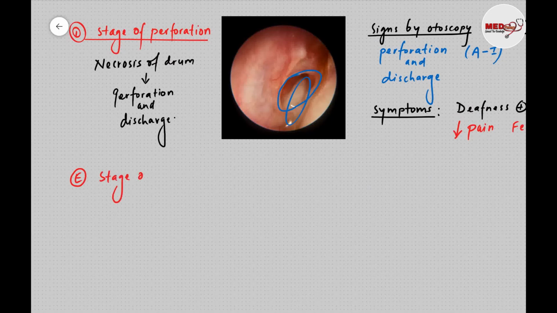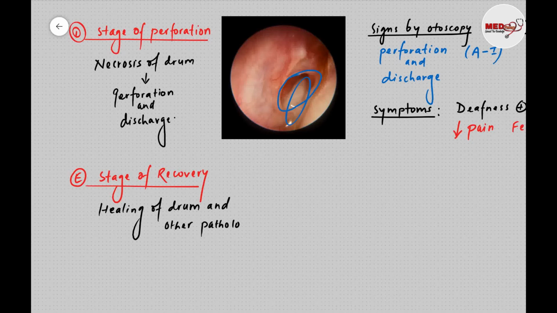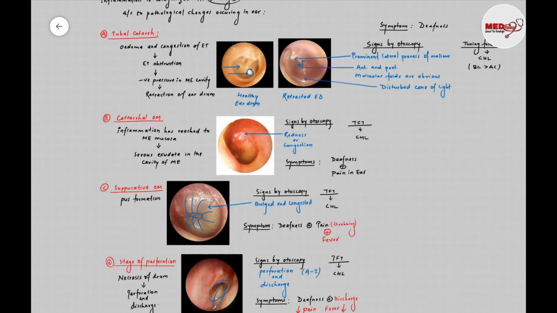And finally, the fifth stage is the stage of recovery. In this stage, there will be healing of the drum and the other pathological changes that occurred in the ear. So after studying all these stages and their clinical picture, we came to know that acute otitis media is an infection in the middle ear cleft, which is the middle ear and mastoid air cells, which results in decreased hearing, ear pain, and fever. And finally, the eardrum perforates and discharge comes out of it.